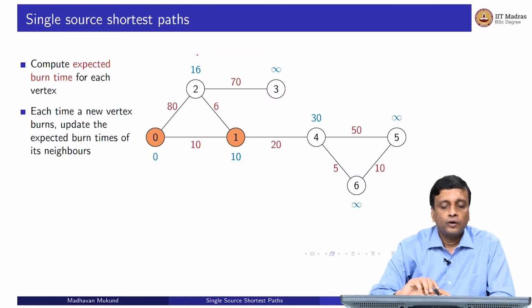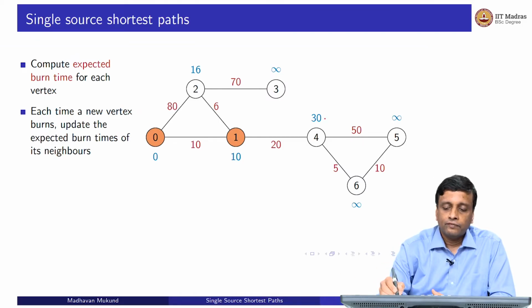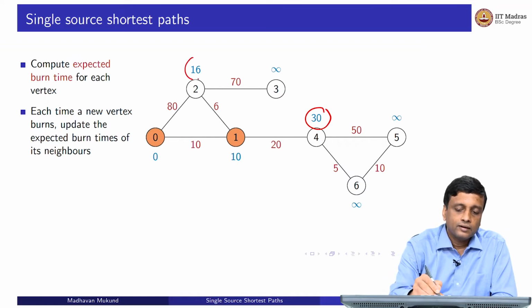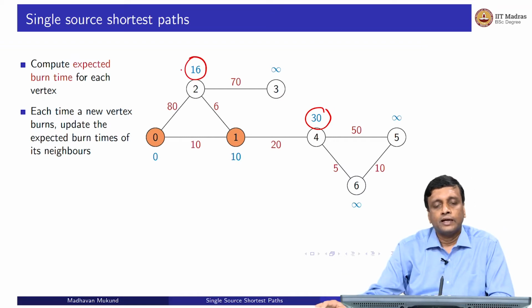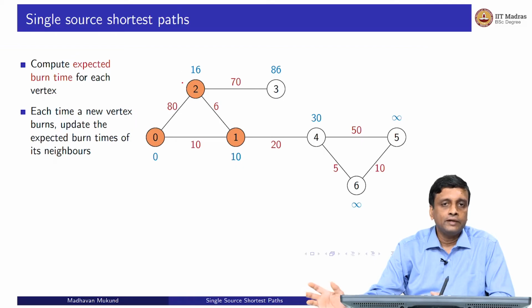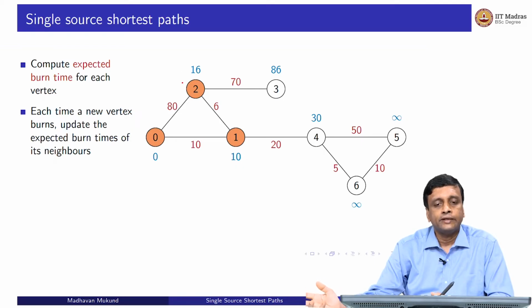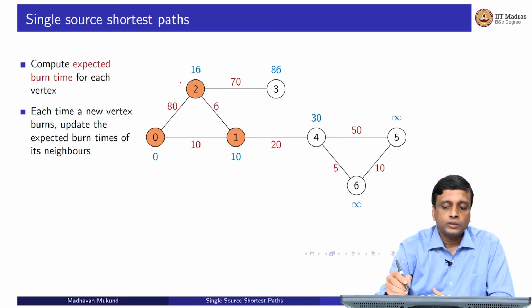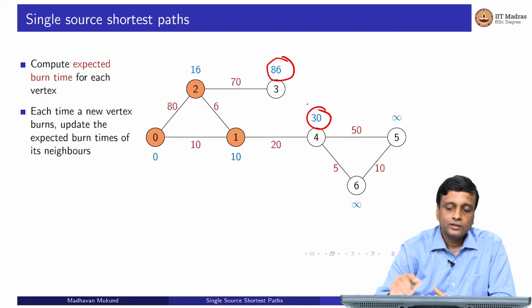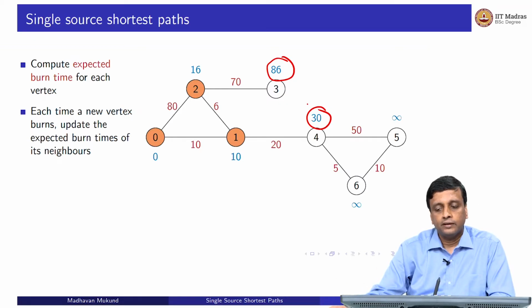After this, I can see that I have two things which are unburnt and which have a finite time to burn. Of these, 2 at 16 is the earlier one, so I will burn that. This will update only one thing, namely the time at 3 from infinity to 86, because it was earlier believed to never burn. Now I know it will burn within 70 time units of 2 having burnt. So now I have these two which are unburnt, 86 and 30. I pick the smaller one of these two and burn it.